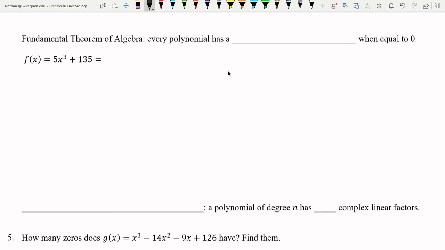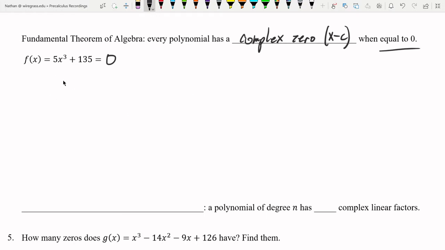The fundamental theorem of algebra says that every polynomial has a complex zero, written as x minus c, when it is equal to 0. So this is a polynomial function. We know by the fundamental theorem of algebra that this does have a complex 0 when it's equal to 0. What is it? Well, we can factor it and see.